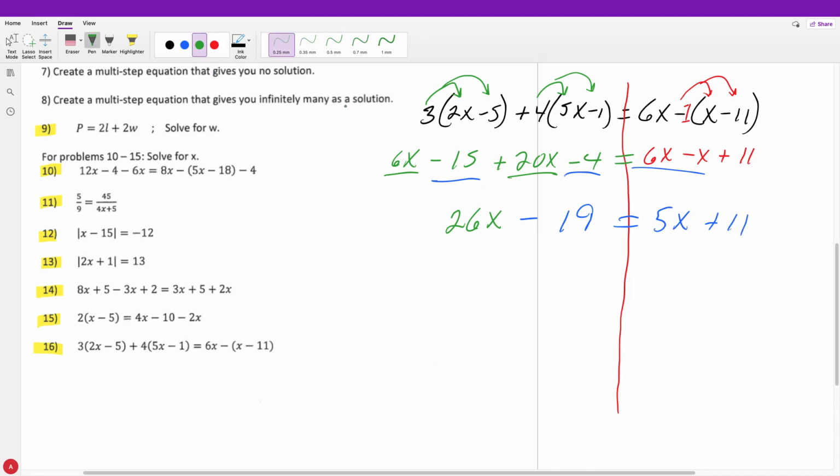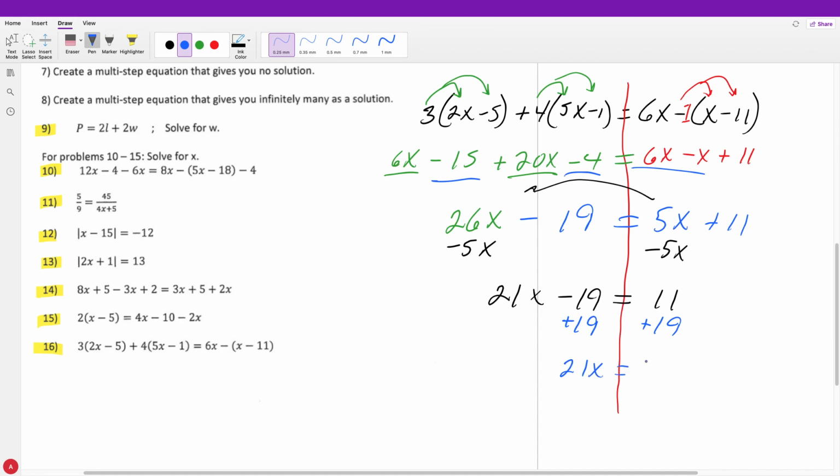Now that I have variables on both sides, I want to go ahead and move my variables to the one side. So I'm going to subtract the 5x from both sides, and I get 21x minus 19 is equal to 11. Now I'm going to start isolating my variable. So the inverse of minus 19 is plus 19. And then we get 21x is equal to 30.